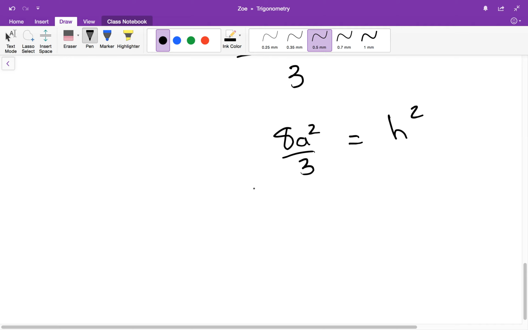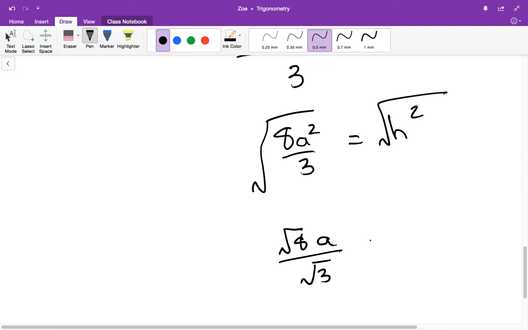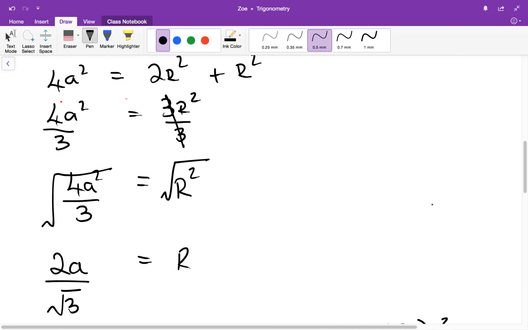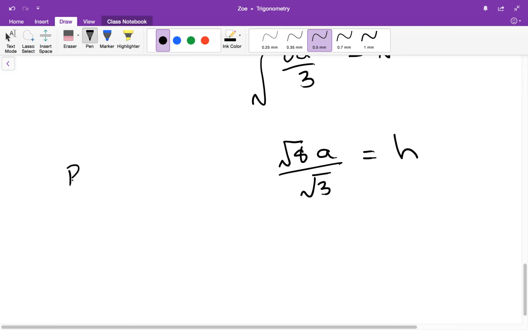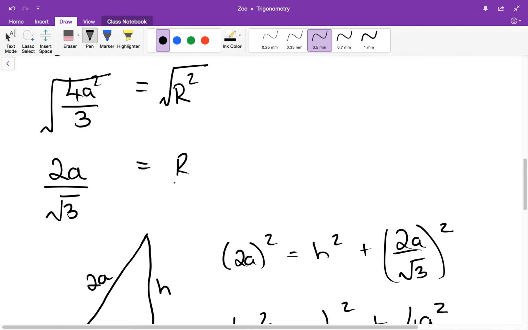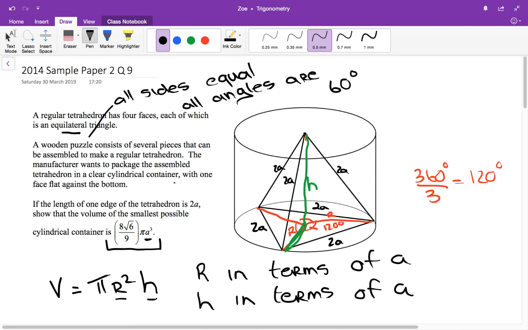And then same again, square root. So I get the square root of 8, the square root of a squared is just a, and the square root of 3 is the square root of 3, and that equals h. So r is 2a. I'm just going to write this down here. So r is 2a over the square root of 3. Right. And the thing I'm trying to find is the volume.